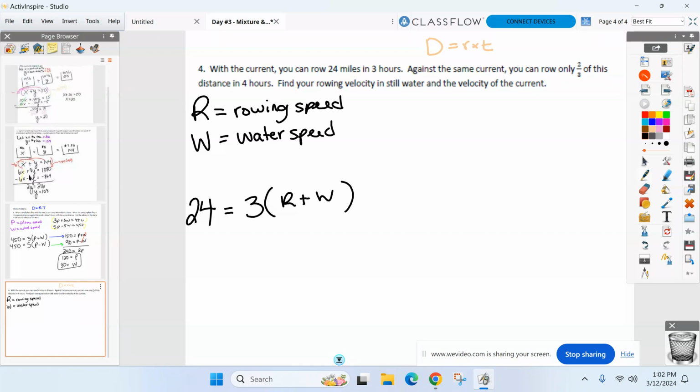Next one. Be careful here. It's not 24 again, right? Against the current, it's not 24. It says it's 2/3 of that. So I got to do 2/3 of 24, which gives me 16. It's not always going to be the same. Depends what the problem involves. So that's 2/3 times 24. How long does it take me to do that? So I put my 4 there. And now in parentheses, when you go against it, I got to subtract the 2 speeds.